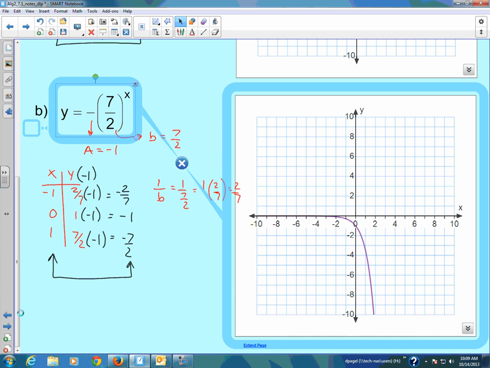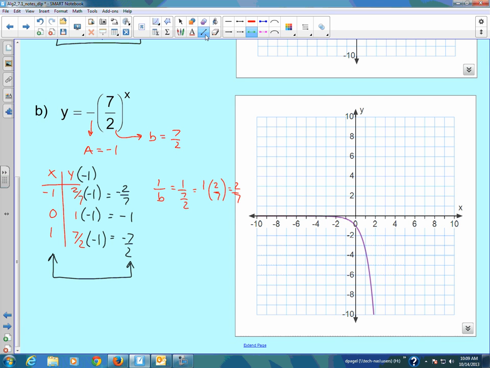This graph is now flipped over the x-axis because I have a vertical reflection going on. The C and D value, still 0. So that tells me I still have my horizontal asymptote at y equals 0 then.